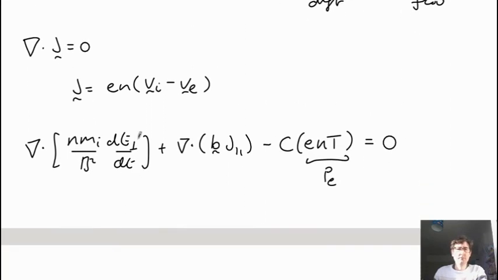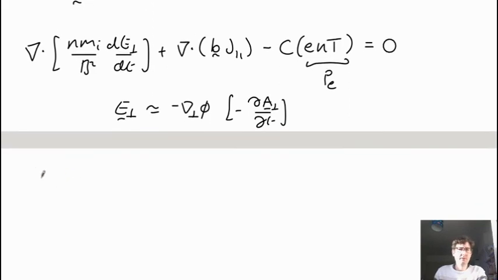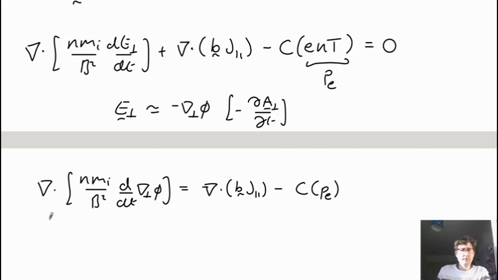So often this is rewritten because E perpendicular is roughly approximately equal to minus the perpendicular gradient of the potential. This is neglecting minus dA perpendicular by dt, so it's neglecting the perpendicular components of the electromagnetic field. And so what you can write this as, and now this is the vorticity equation. So this is a simple two field reduced MHD model.